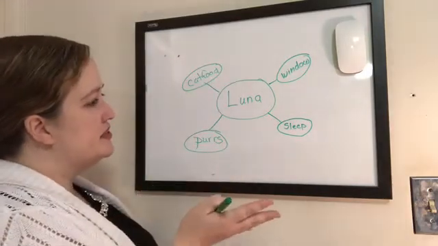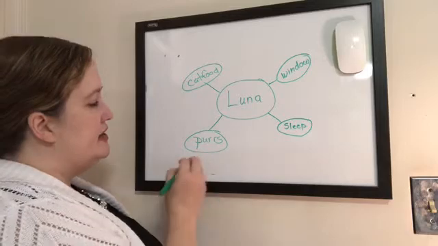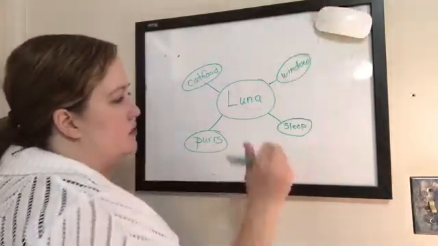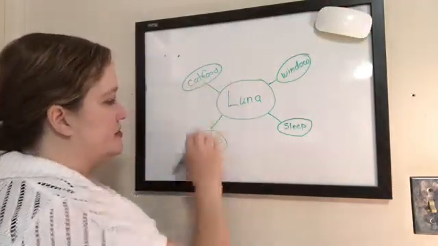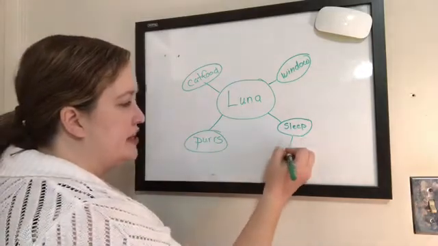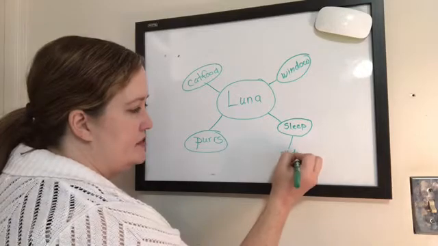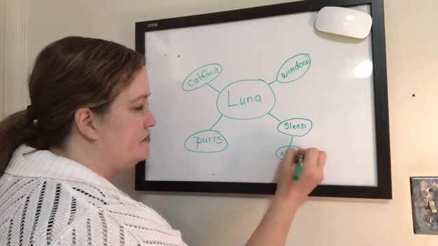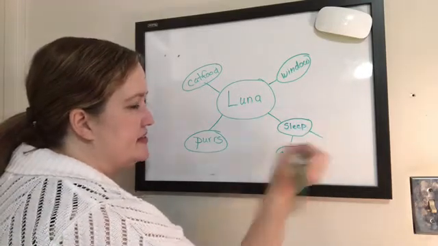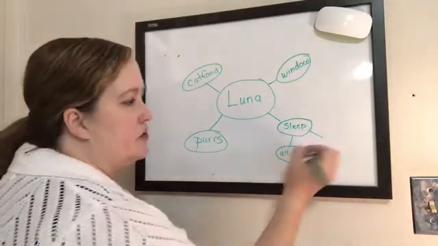So those are some things about my cat. And then you can put more details about each little circle. Okay, well, when does she like to sleep? She likes to sleep all day sometimes. She likes to sleep in her little cat bed.